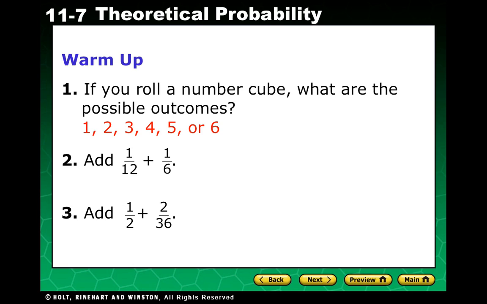All right, possible outcomes are 1, 2, 3, 4, 5, or 6 on a six-sided number cube. Adding these fractions, we get 1/4 and 5/9.